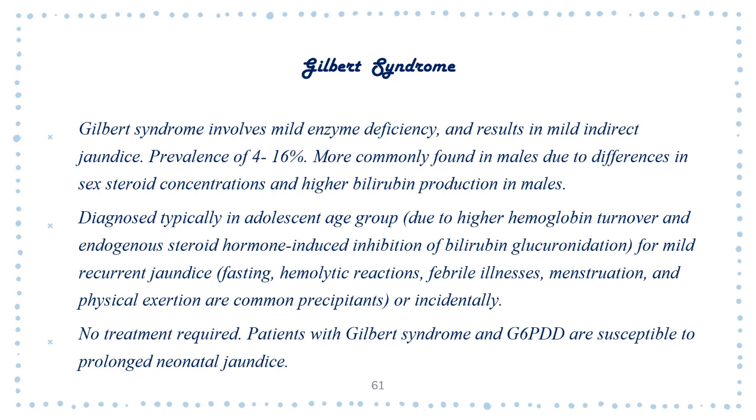And interestingly, patients with Gilbert syndrome concurrent with G6PD are susceptible to prolonged neonatal jaundice. So that's one caveat. If you have that rare off chance that a baby is having both these conditions, G6PD deficiency and Gilbert syndrome, they will have prolonged neonatal jaundice.